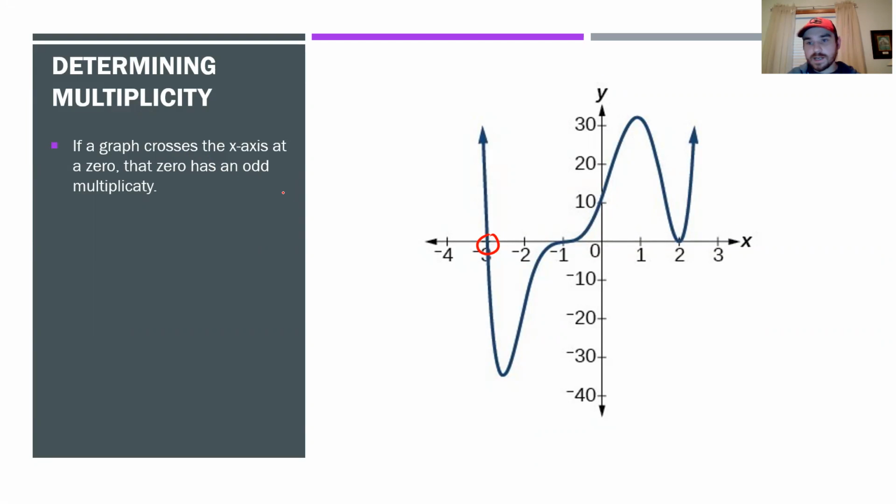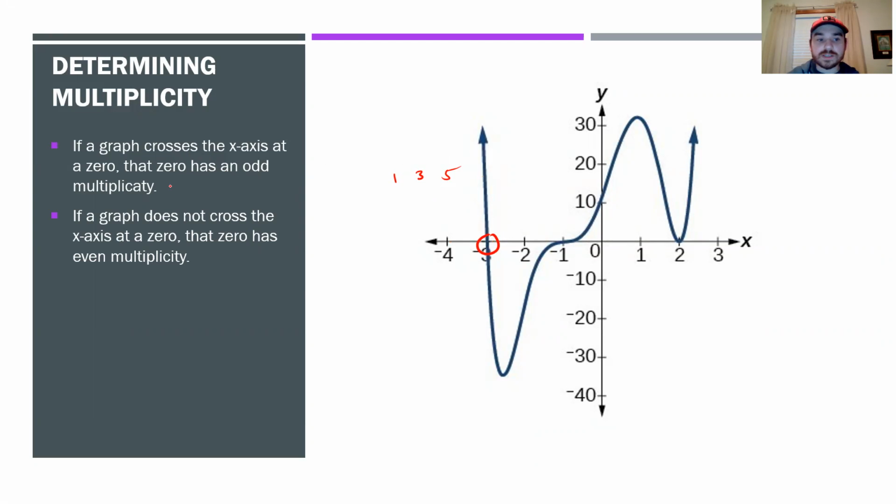Now, it's not necessarily going to be 1, but it is going to be odd. So it could be a multiplicity of 1, it could be a multiplicity of 3, it could be a multiplicity of 5, so on and so forth. But it has to be odd. If a graph does not cross the axis at 0, so something like this, that 0 has an even multiplicity.